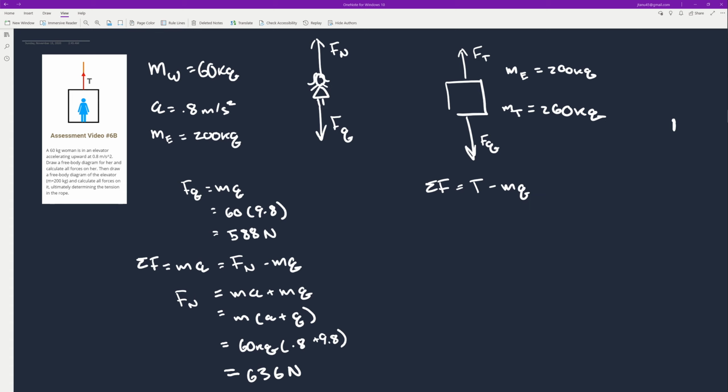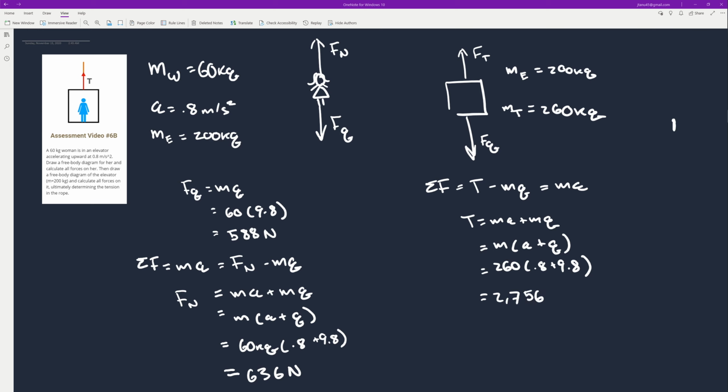Isolate tension. Factor out mass. Go ahead and plug in our values. And what we end up with is 2,756 newtons. So that's going to be our force of tension.